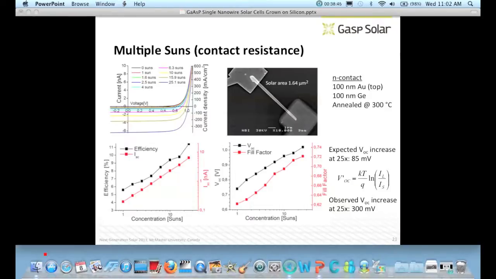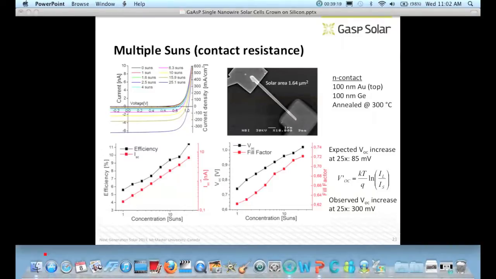And what we got here, with the setup we have, we can't go beyond 25 suns in concentration. And you see the IV curves here. It's beautiful. There's no sign of any series resistance all the way up to 25 suns. The efficiency, this is one of the devices, starts out with an average efficiency of 5.5% and increases to 11.5% from 1 sun to 25 suns. Short circuit current scales linearly with intensity, as it's supposed to.